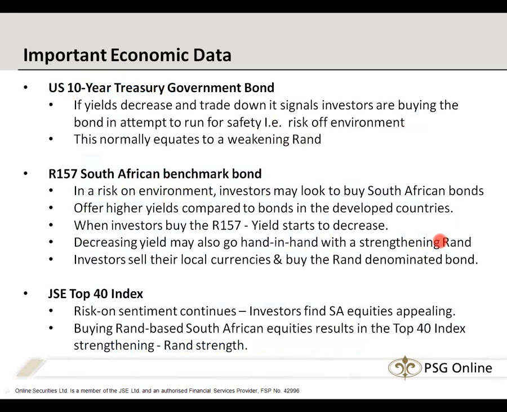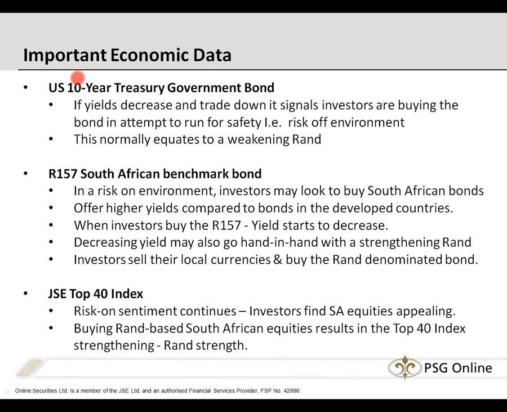Other important economic data you can use. Go to these websites. You'll be able to get access to the US Treasury bill. Remember, this is a government bond. So here you're looking at interest rates. Okay, if the yields are decreasing, that means the price is up and signals that investors are buying the bonds. Okay, this is a run to safety. That's a safe environment. It's a risk-off environment. Remember, risk aversion. So obviously this would usually equate to a weakening rand.